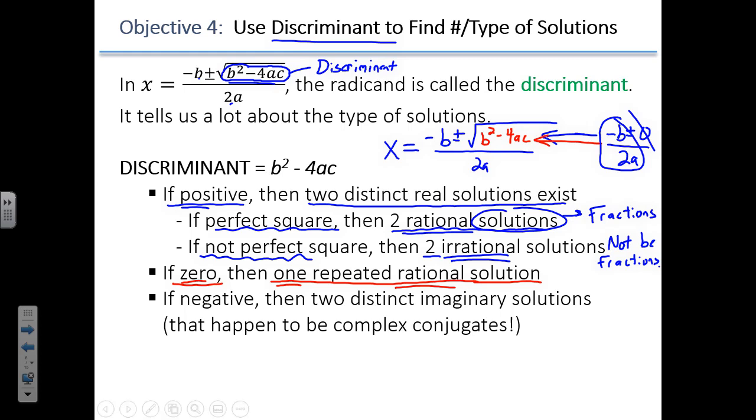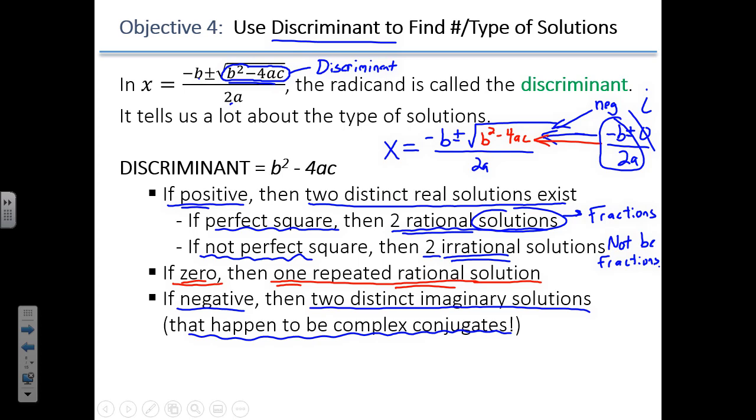We get 1 answer, and it turns out to be a fraction. And of course, the third thing that could happen is the discriminant could turn out to be negative. If this value is negative, then our answer is going to involve i. That is to say, we'll have 2 distinct imaginary solutions. And by the way, those 2 numbers happen to be complex conjugates, and we saw that in the example we used for review at the beginning of this lesson.